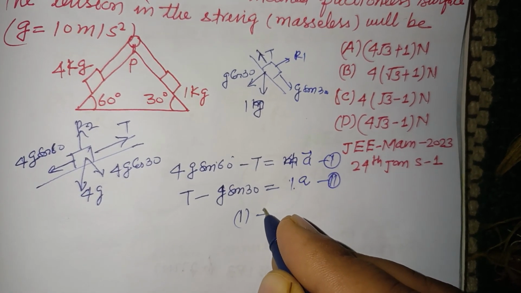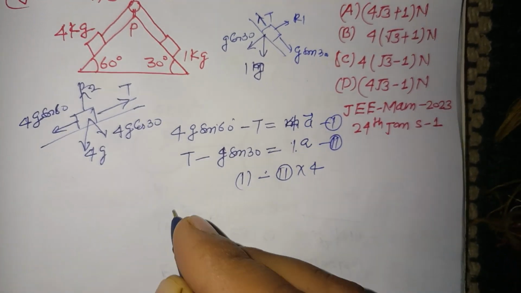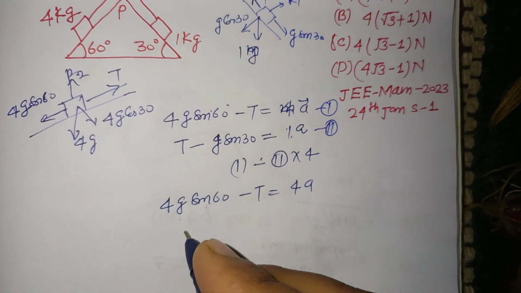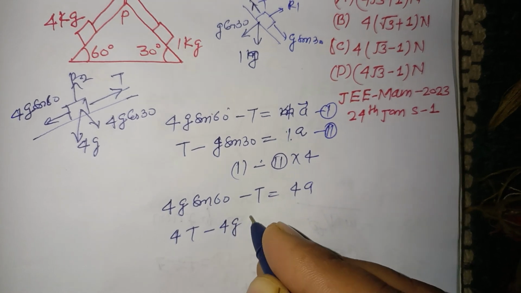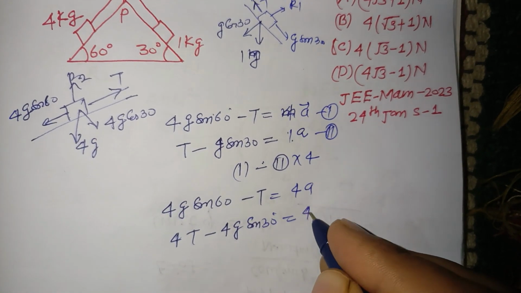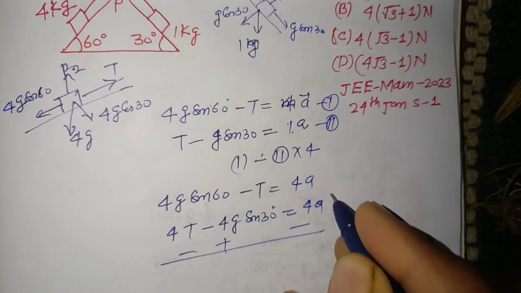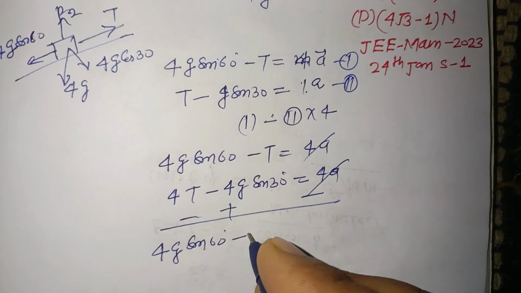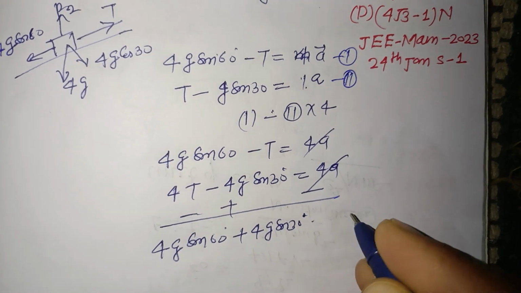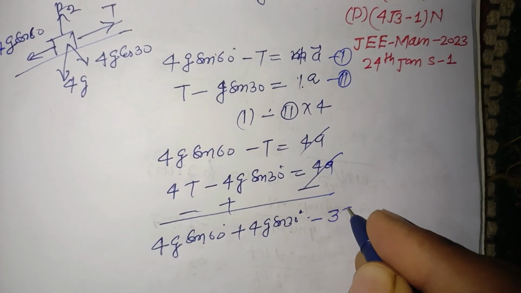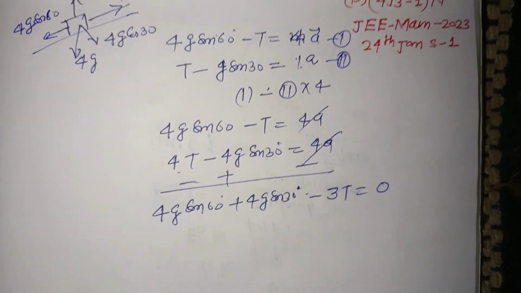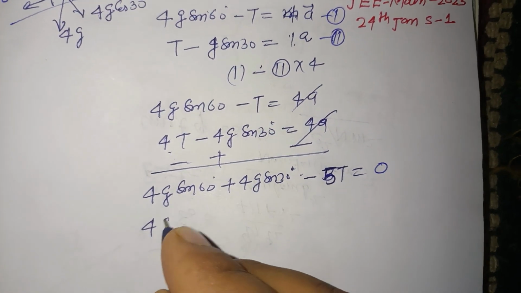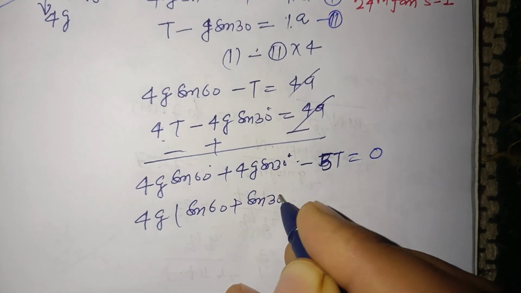first plus second multiplied by 4, we have 4g sin 60 minus T equal to 4a, and 4T minus 4g sin 30 equal to 4a. So 4a and 4a cancel, we get 4g sin 60 plus 4g sin 30 minus 5T equal to 0, because here it is minus 4T minus T, so this is 5T, not 3T. 4g is common in this, so sin 60 plus sin 30 equal to 5T.